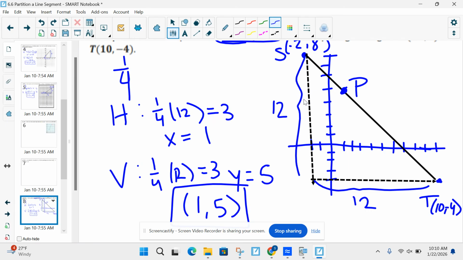You should have work either on a separate sheet of paper or on the worksheet. Can I take a coordinate sheet?